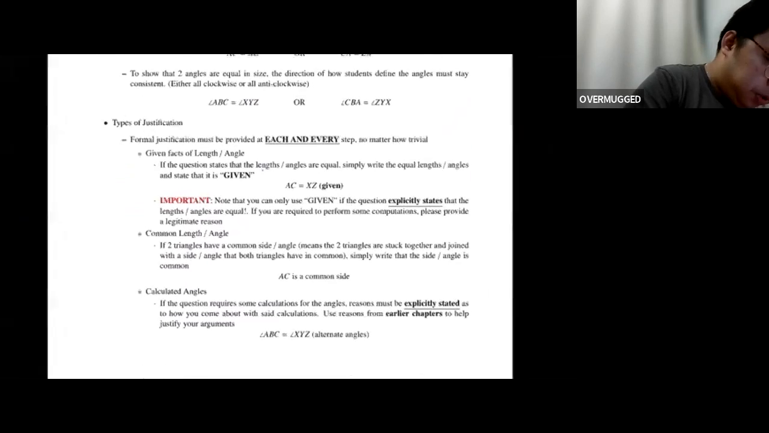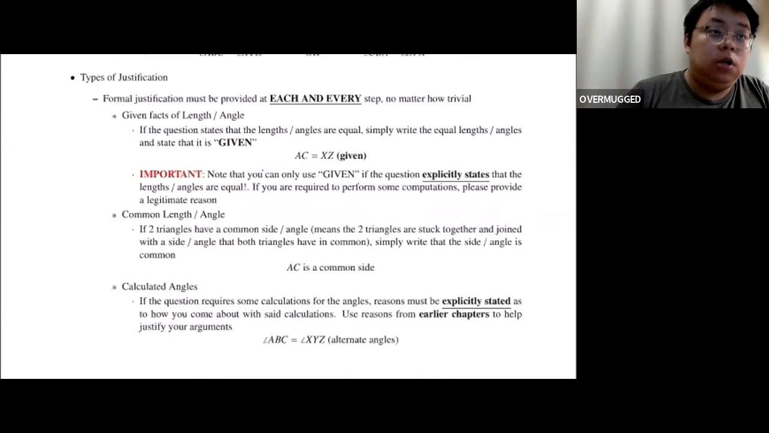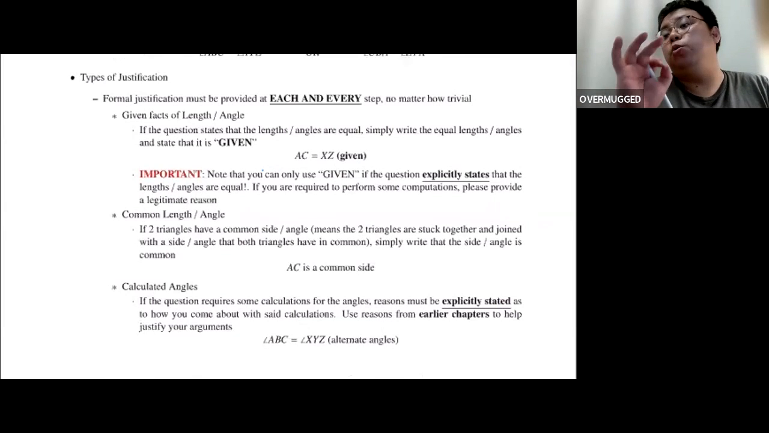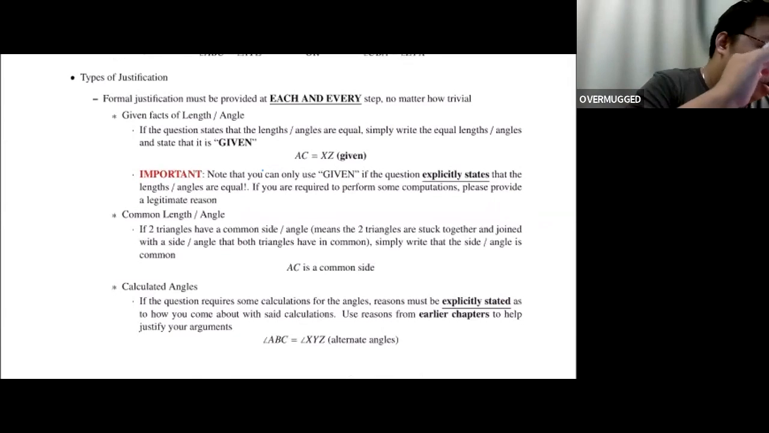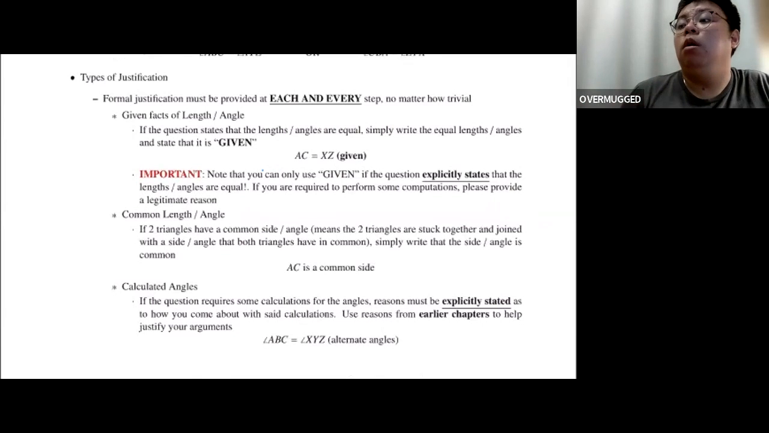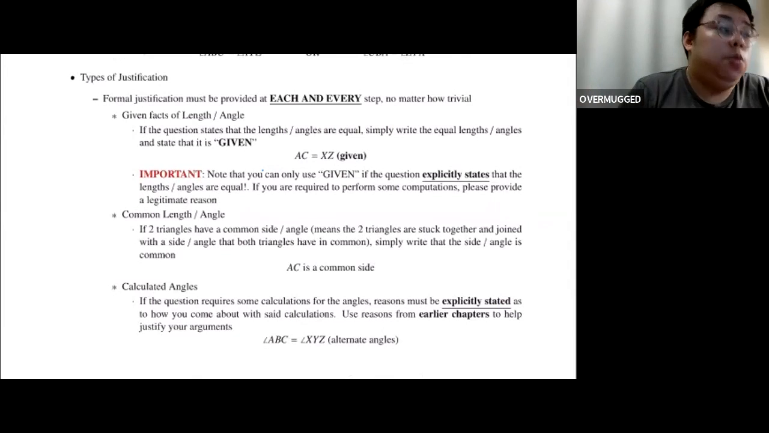Next one is the types of justifications. Like any angle topic that you cover, be it the first chapter or the upcoming chapter, whenever you do anything that deals with an angle or anything that proves, you need to write a reason why. So please explain the reason why something works. There are three different types of justifications that we need to give. Let's talk about the three.